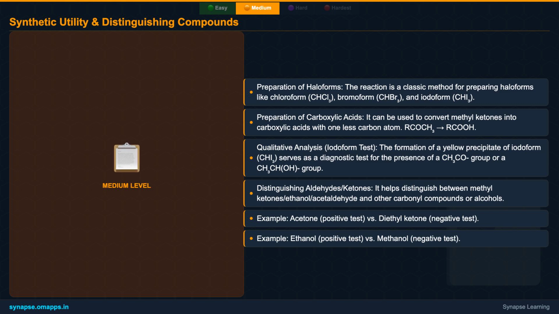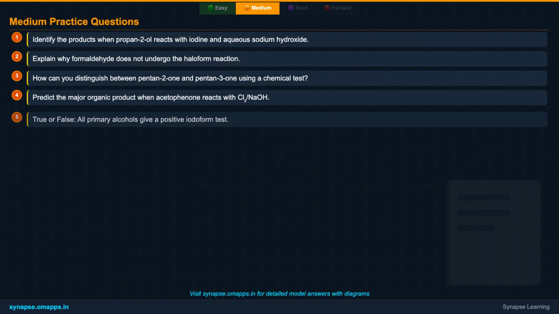The formation of a distinct yellow precipitate of iodoform helps us identify compounds that contain either the CH3-CO group or the CH3-CH(OH) group. For example, it helps distinguish between pentan-2-one, which gives a positive test, and pentan-3-one, which does not.